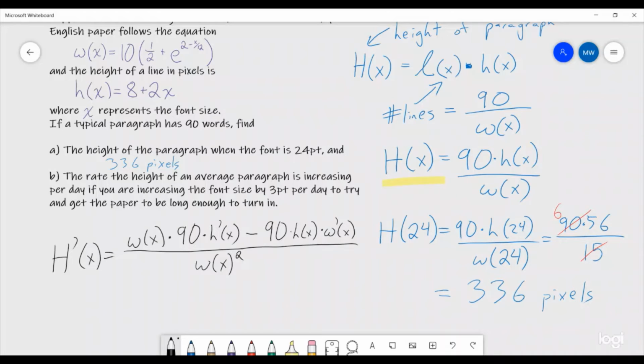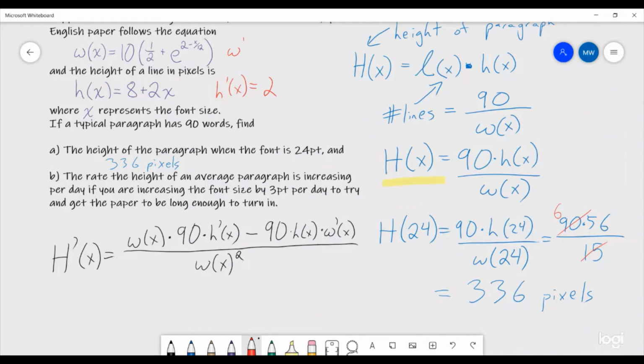We know what w of x is, we know what h of x is, so what's h prime? Well, h prime of x, that's going to just be 2. The derivative of h, 8 plus 2x, that's 2. Now, what's the derivative of the width function? This is going to be a little bit trickier.